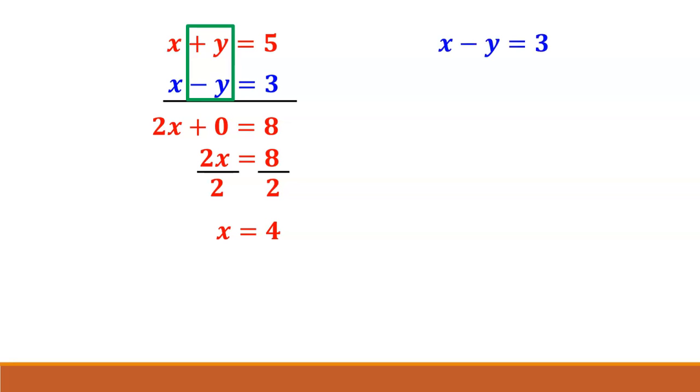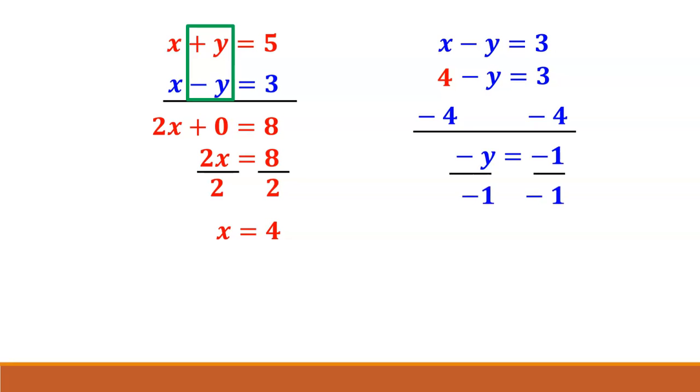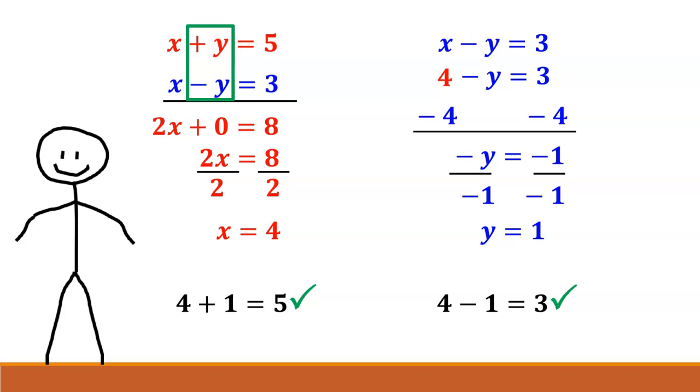So to find the other variable's value, to find the y's value, we can take either equation we started with and substitute the 4 in for the x. And now that we've done that, we can solve for y by subtracting 4 from each side and then dividing both sides of the equation by -1. And now we know what the y value is for our solution. y equals 1. Now to confirm that we found that solution, we could substitute 4 for x and 1 for y in both of the equations to make sure that we get a true statement for each one. And that's how solving by elimination works.